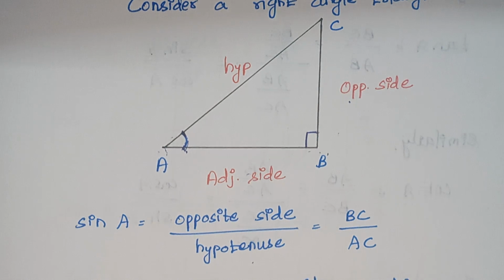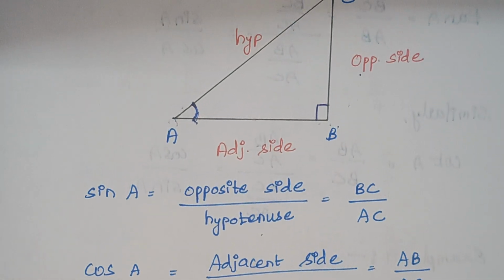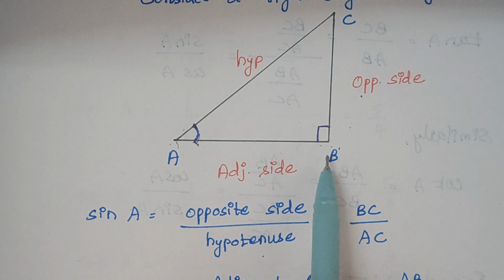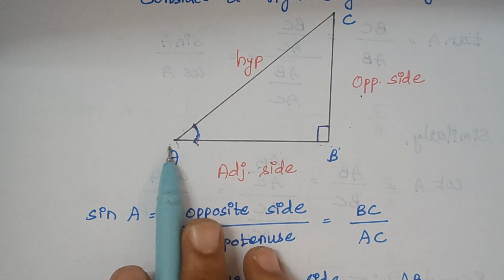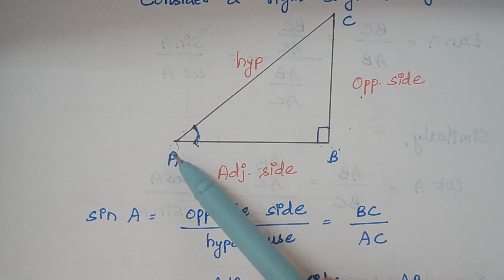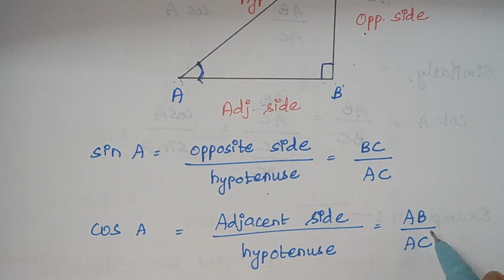Then the next thing is cos A. The formula for cos A is nothing but adjacent side by hypotenuse, right? So in this triangle, what is the adjacent side? Your adjacent side is AB. And what is the hypotenuse? Your hypotenuse is AC. So here it is AB by AC, right?